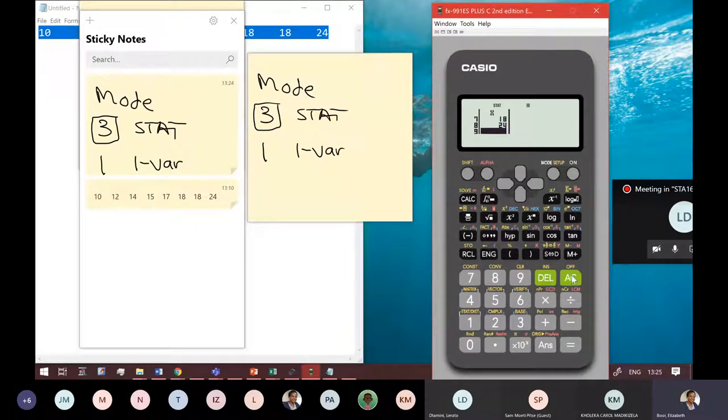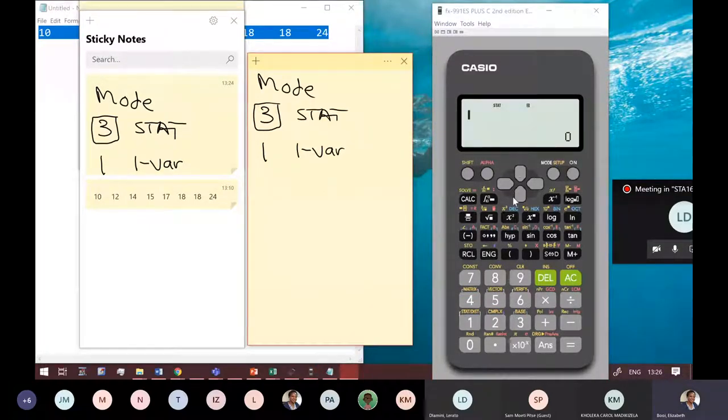And we can cancel. You press the AC button. Your values are stored. They are not lost, they are still there. Now we need to calculate the standard deviation and the mean.